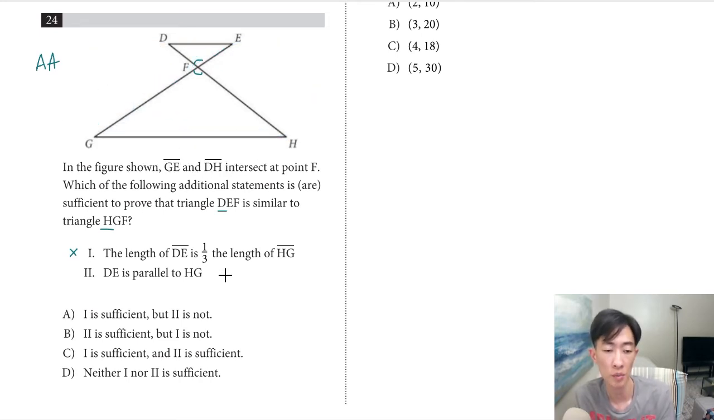Number 2, DE is parallel to HG. So what happens if we do this? DE parallel to HG. Now we've got two parallel lines cut by two transversals. And remember, you guys should know this, when you cut two parallel lines, your alternate interior angles are going to be the same. So that would be angle E is going to be congruent to angle G, and then angle D over here is going to be congruent to angle H if DE and GH are parallel. So 2 would be sufficient to prove these triangles similar, 1 is not, and so therefore B is the right answer.